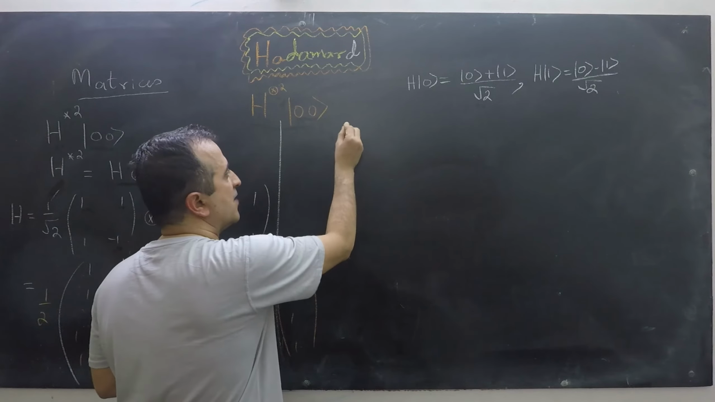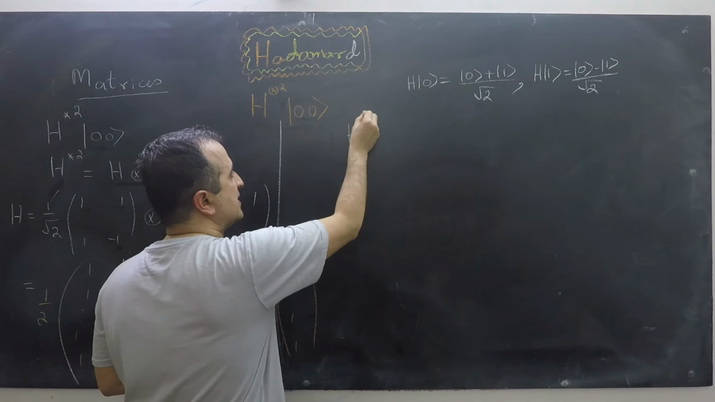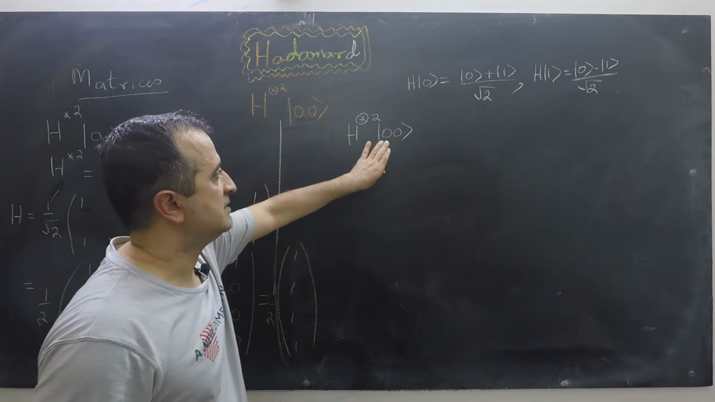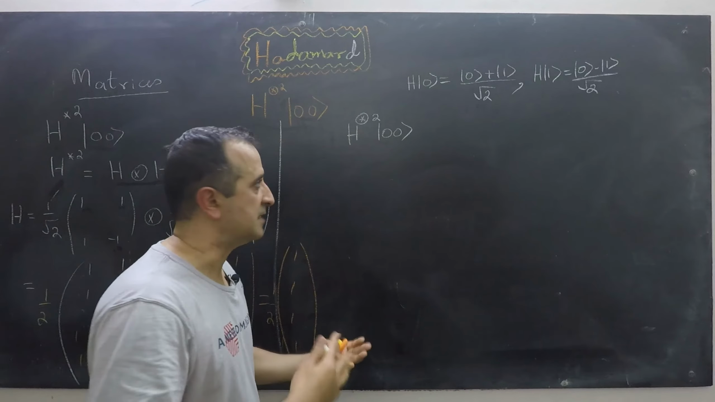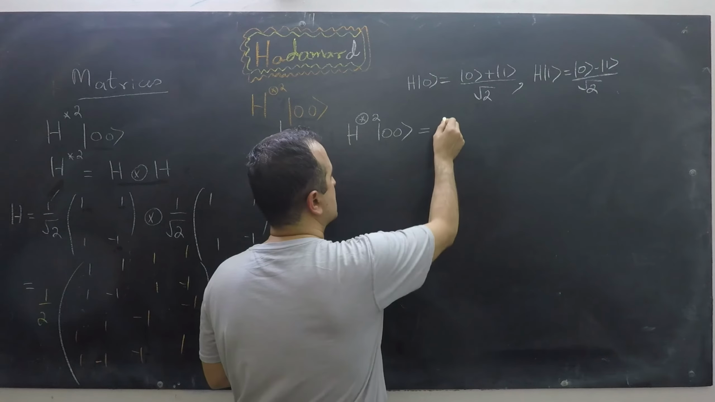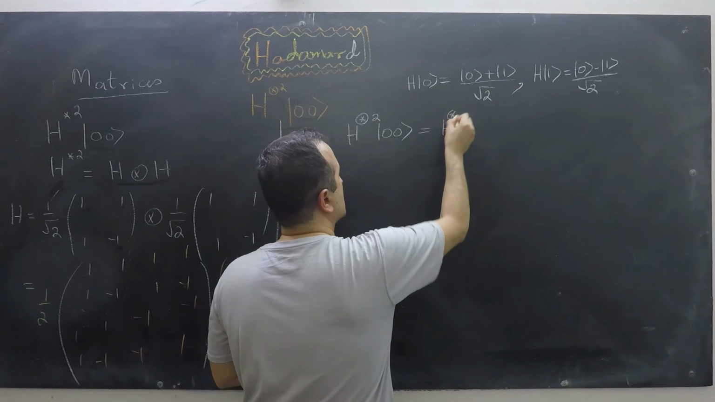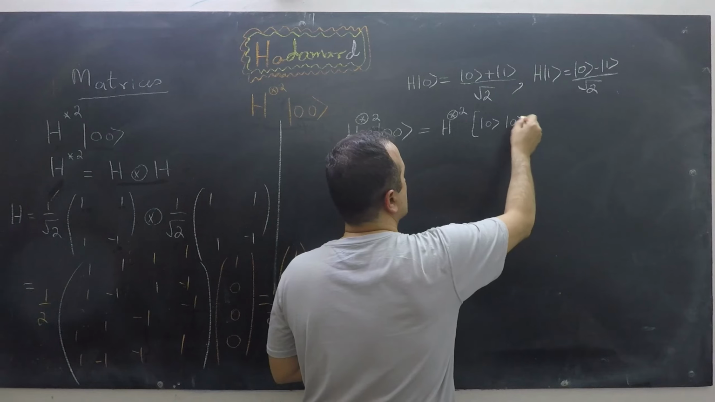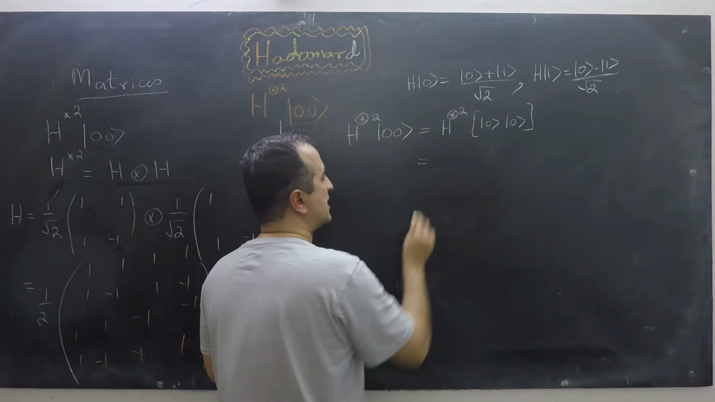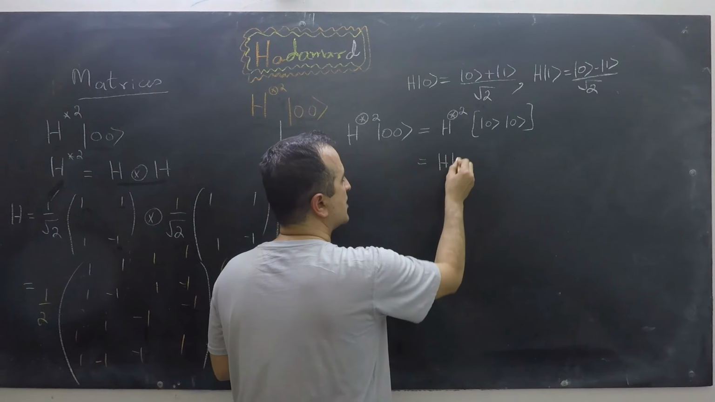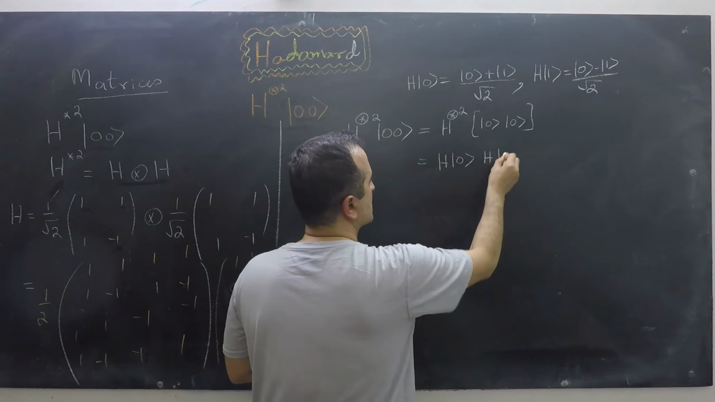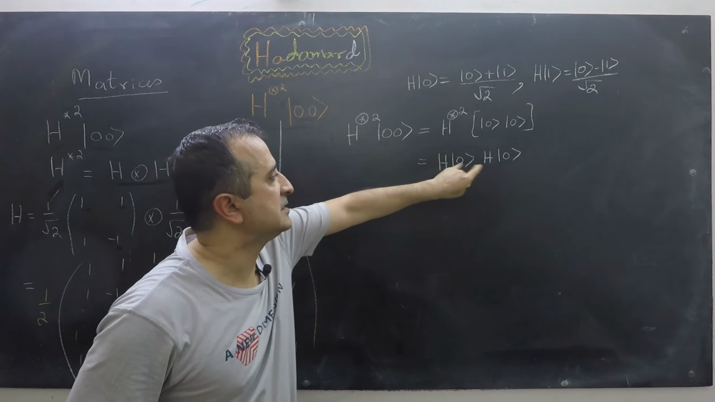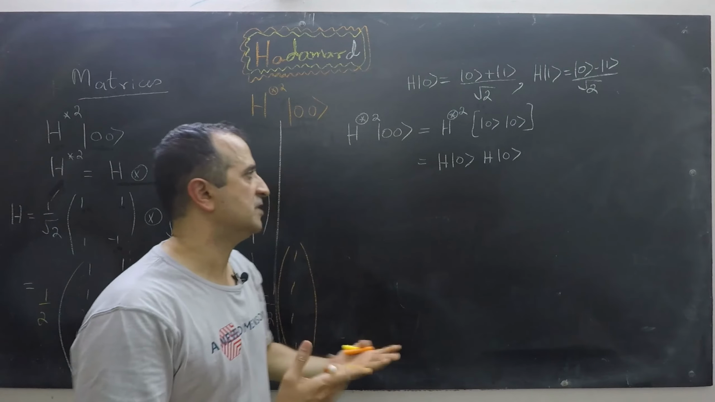In our second method we have to calculate Hadamard gate tensor product 2 with ket 0, 0. So first of all we can write this ket 0, 0 as ket 0 times ket 0. So we can write it like this: Hadamard gate tensor product 2, ket 0 times ket 0, and then we can simplify it like this: Hadamard gate on ket 0 and Hadamard gate on ket 0. So this is our second method. We are applying the Hadamard gate on each individual qubit of the register.